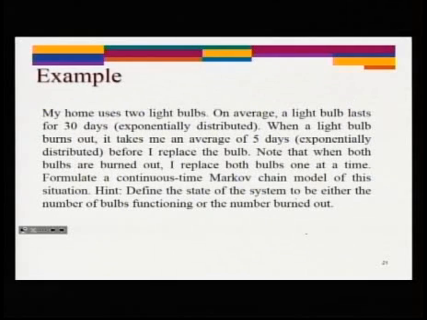Okay, now we are required to formulate a continuous time Markov chain model of this situation. And we are going to define the state of the system to be either the number of bulbs functioning or the number of bulbs burned out. Okay? So let me give you a couple of minutes. Why don't you use the state definition, either of these, and construct the Markov chain model.